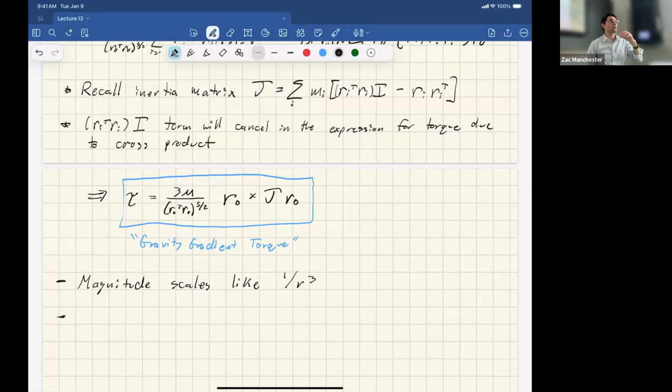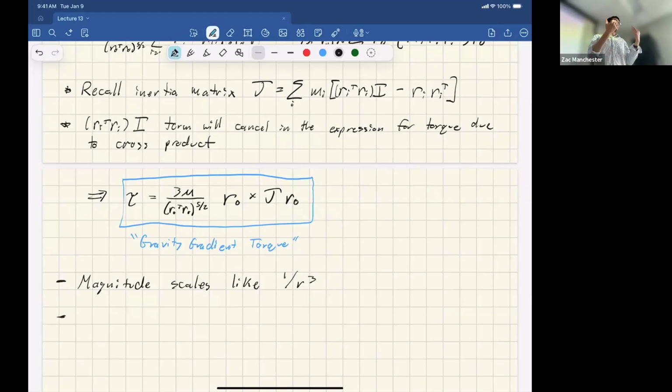So not necessarily identity, but what do you need to be true about that thing? Parallel, yeah. The cross product is 0 when the vectors are parallel, right? So these things need to be parallel to each other. When are they going to be parallel? It's the same as the Euler's equation stuff. So I need R to be parallel to J times R. When is J times R parallel to R? It's the definition of an eigenvector.